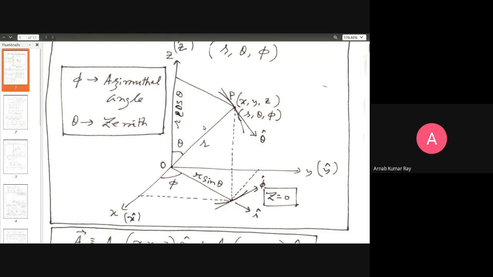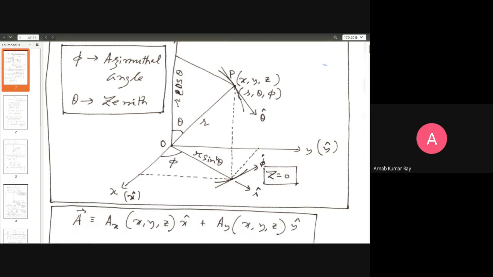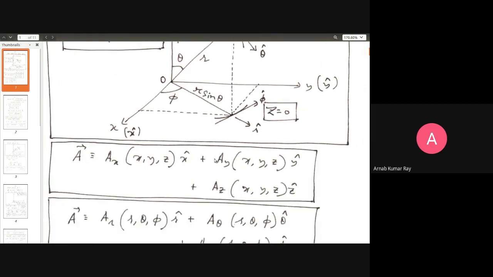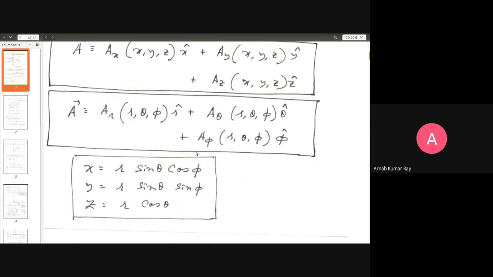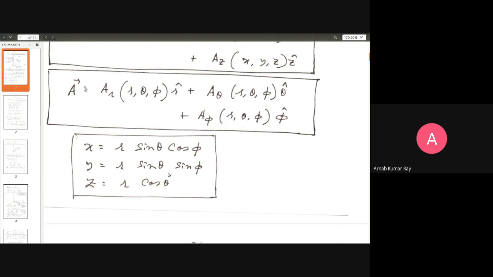In this particular case, the other 2 coordinates are theta, the zenith angle, and phi, the azimuthal angle. Theta is measured with respect to the z-axis, and phi is measured with respect to the x-axis. So we follow our usual track. If you are given the same vector in 2 representations, one in the Cartesian XYZ system and the other in the r theta phi system, then there is a way to connect first the coordinates x, y, z with the coordinates r theta phi. That has been done over here.